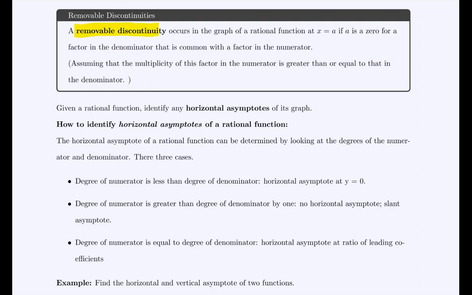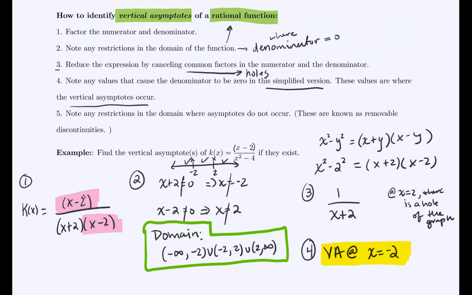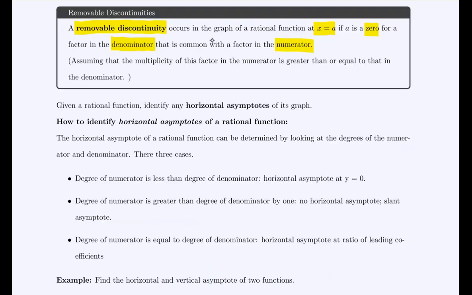A removable discontinuity occurs in the graph of a rational function at a certain x value if that x value is a 0 for both the denominator and the numerator. So we saw this in our previous example. There was an x minus 2 term in common in the top and the bottom of the fraction. So at x equals 2, which made both of these equal to 0, we would have a hole in the graph, or a removable discontinuity. So that's how you would find these. And we'll talk about what multiplicity means once we start graphing these. I think it's easier to see in context.